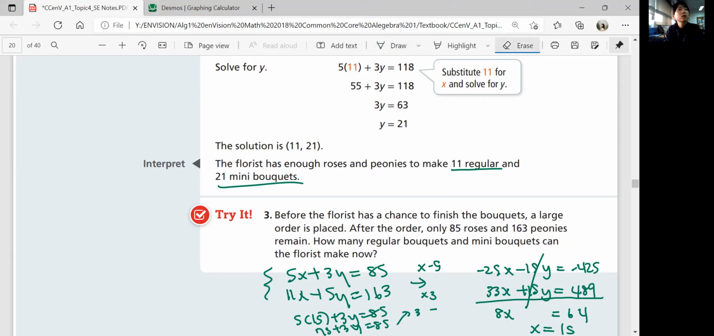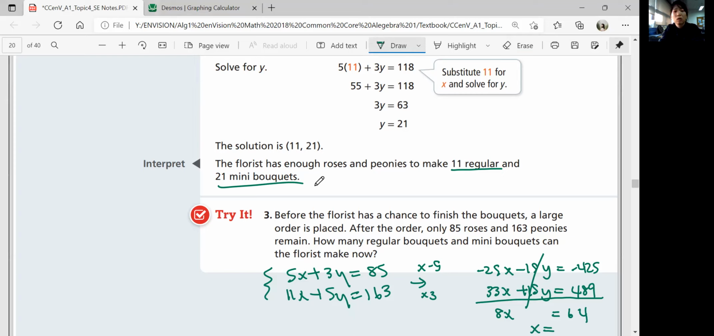So that's actually not 15. It should be 8, right? Yes. So we have 8 regular bouquets. Plug that in. 5 times 8 plus 3y is equal to 85. So that's 40 plus 3y is equal to 85. And that's 3y is equal to 45. Y is equal to 15. There you go. And now we can say our solution point is 8, 15.